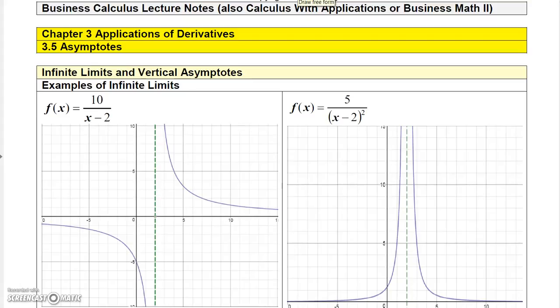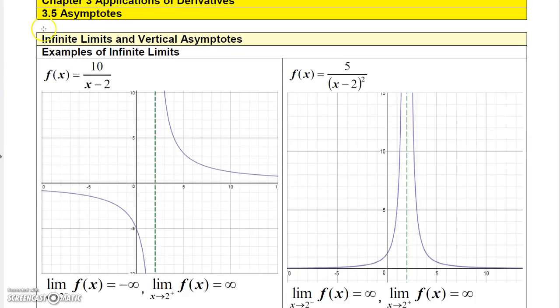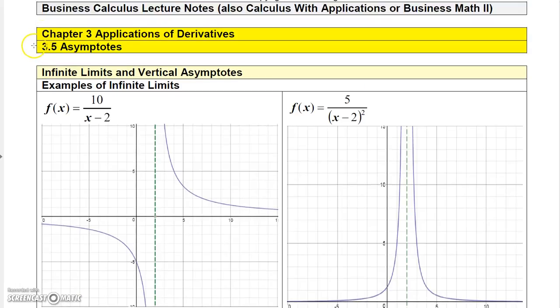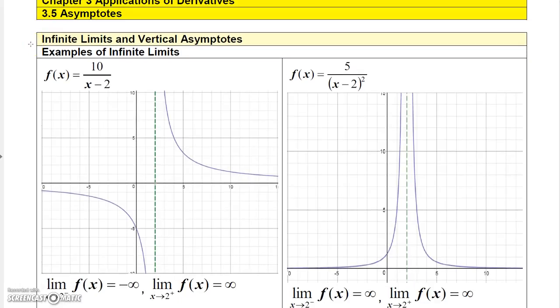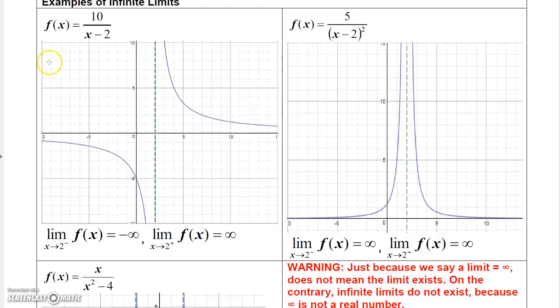Okay, I may have touched on asymptotes earlier in the course, but I like to talk about them deeper when we get into this chapter. Examples of infinite limits here. When we say infinite limits, we're actually talking about what happens when a function goes to infinity or negative infinity as x approaches a number.